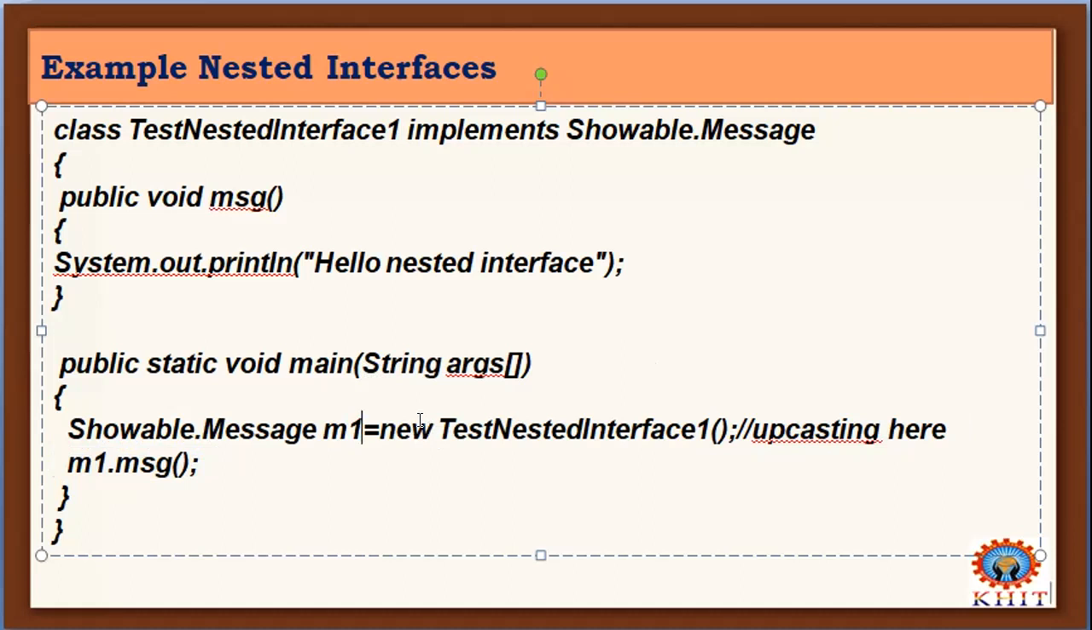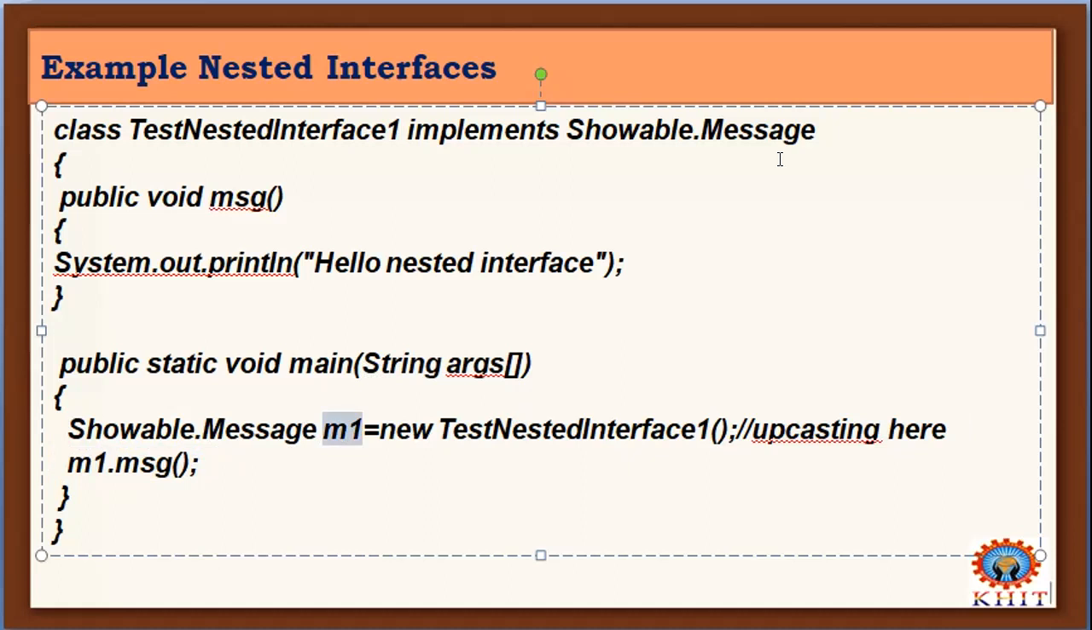What does the new operator stand for? The new operator is nothing but assigning the memory for the class. So what is the name of the class? TestNestedInterface1. So this memory will be assigned to m1. What is m1? m1 is the reference variable of an interface. What is the interface here? Showable.Message, which is a nested interface.